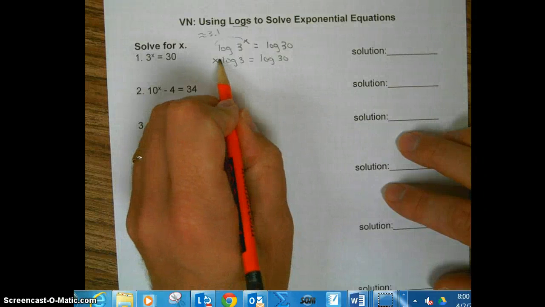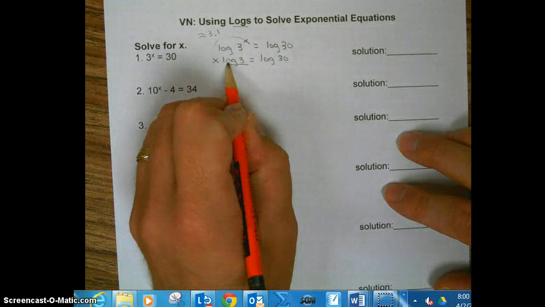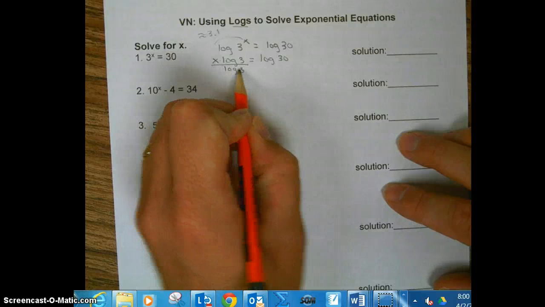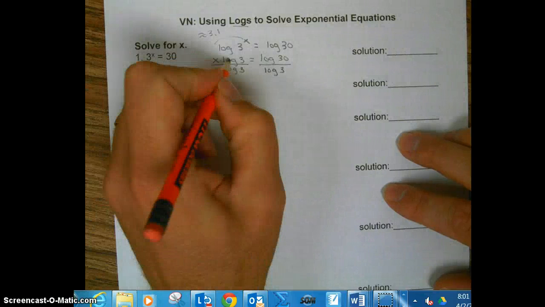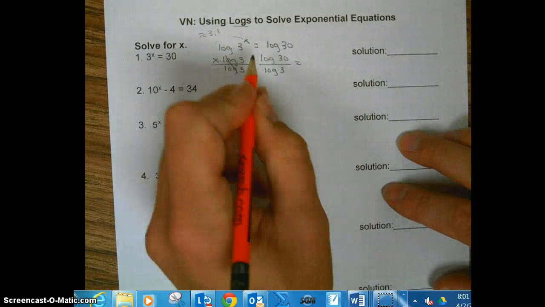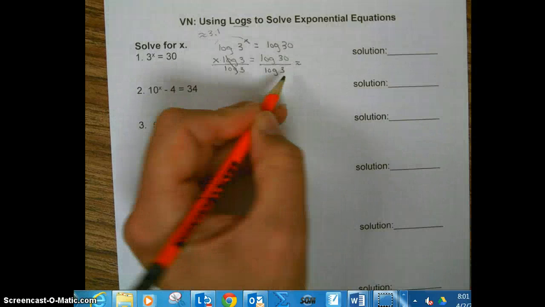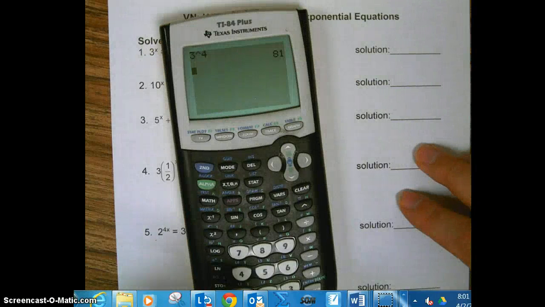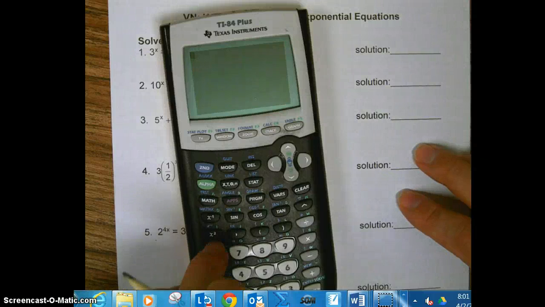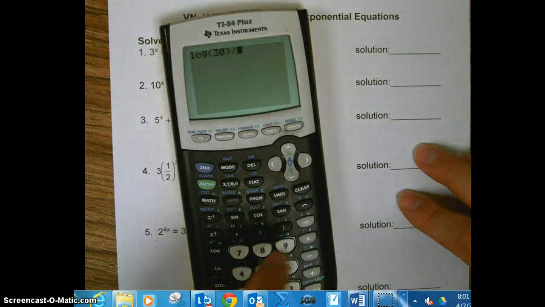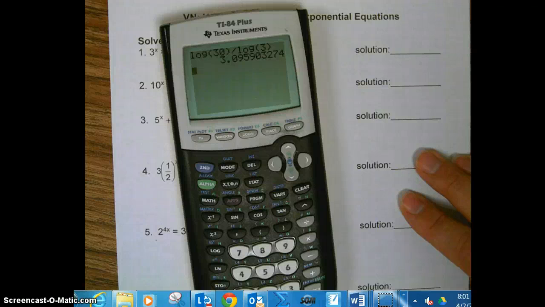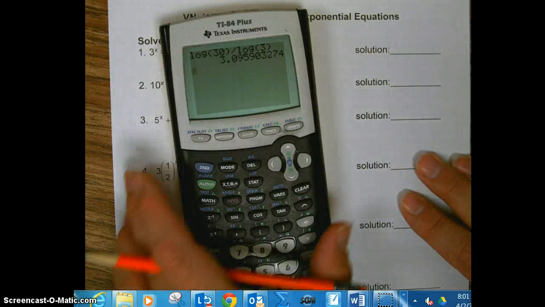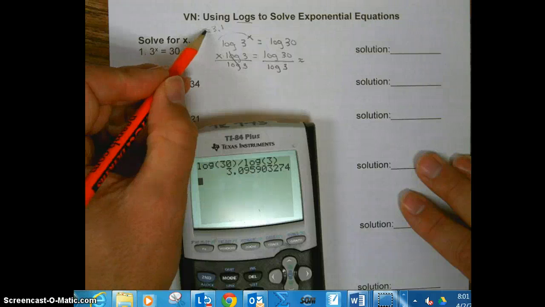Since we're multiplying here and we want to solve for x, we're going to divide by the log of 3 on both sides. So x is going to be equal to the log of 30 divided by the log of 3. Log of 30 divided by the log of 3. And look at that, 3.095. That is pretty close to our approximate answer.